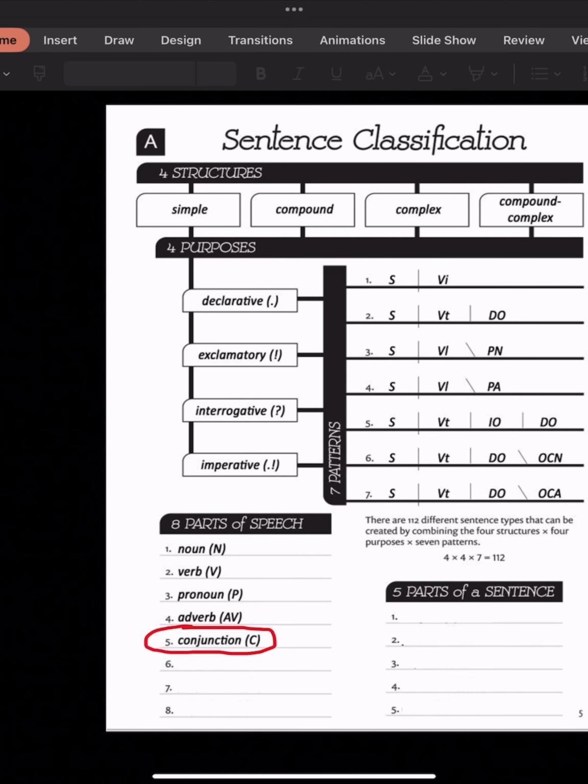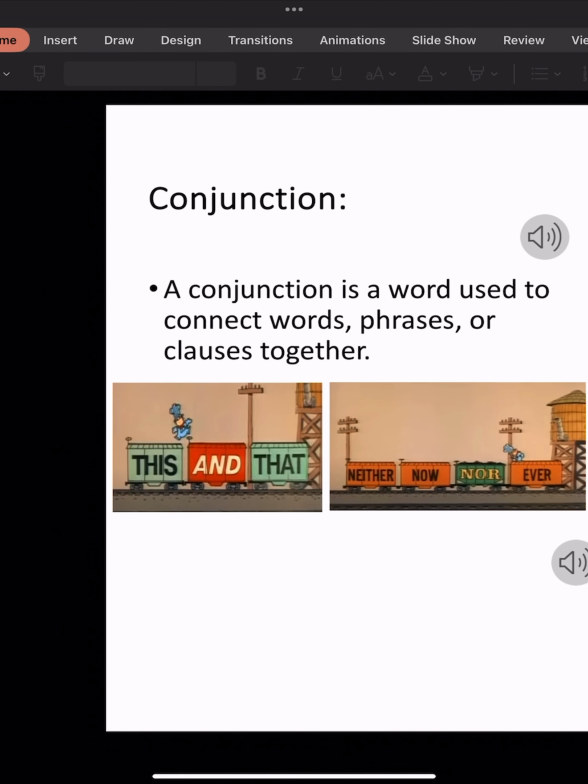Just finished up our adverbs and we are moving on to conjunctions. Let's start with our conjunction definition. A conjunction is a word used to connect words, phrases, or clauses together.